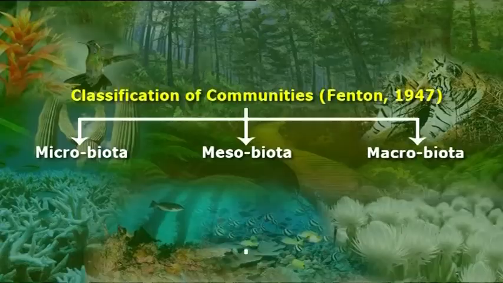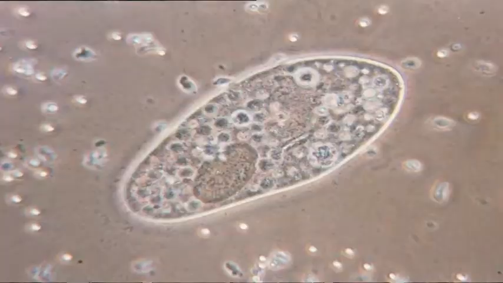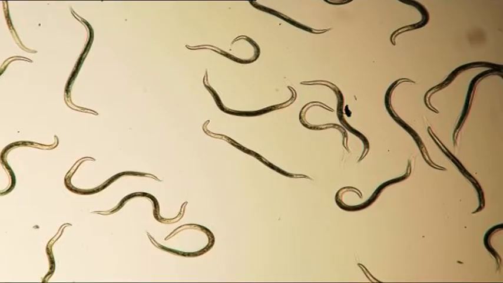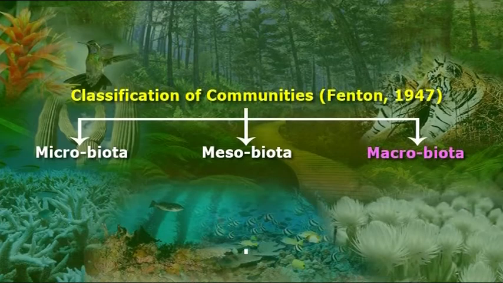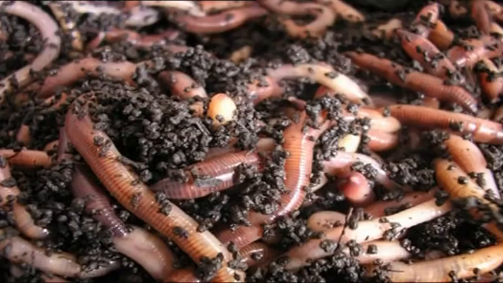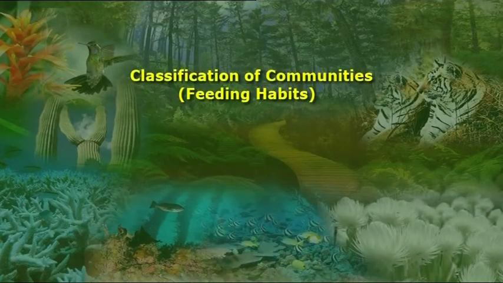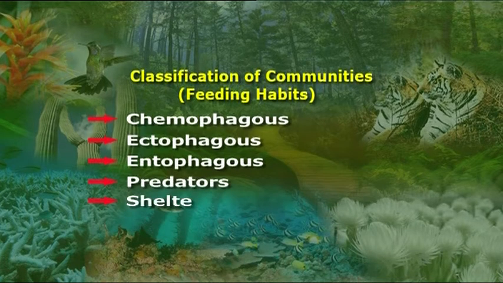Ecological potential of a zone or strata determines the distribution of community. Fenton in the year 1947 has classified these communities as microbiota, which include bacteria, algae, fungi, protozoans, rotifers, nematodes and mites, as well as mesobiota, which include many nematodes, centipedes, millipedes, spiders, insects, etc., and macrobiota, which include plant roots, earthworms, toads, lizards, snakes, rodents and large mammals including man. He also classified these communities according to their feeding habits such as chemophagous, actophagous, anthophagous, predators and shelterers.